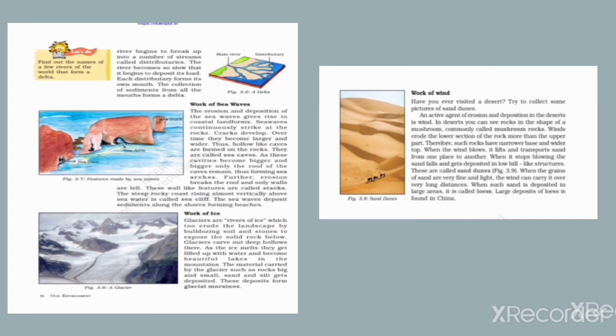So, when the wind blows, it takes away the sand from one place to another, and when it stops, the sand falls or is deposited and becomes a low hill. These are called sand dunes.